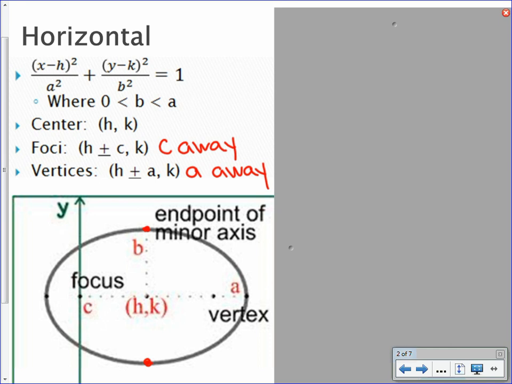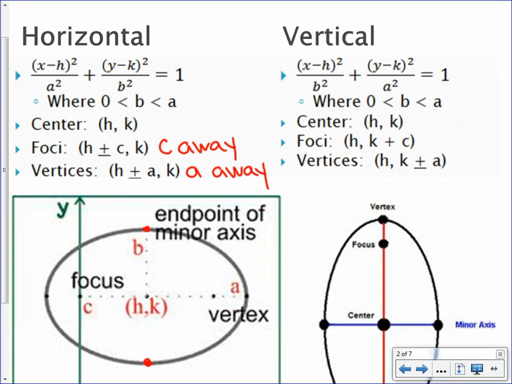Now, when we talk about a vertical ellipse, not much changes. Please be careful when you write this down. Notice here we have x minus h squared over a squared. Here with the vertical, we have x minus h squared over b squared. Remember A is always bigger than B. So if the bigger number is under the y squared, then we have a vertical ellipse. And everything else stays the same.